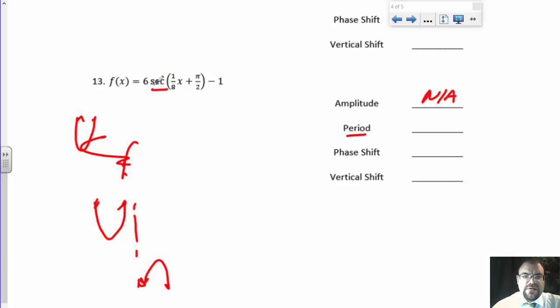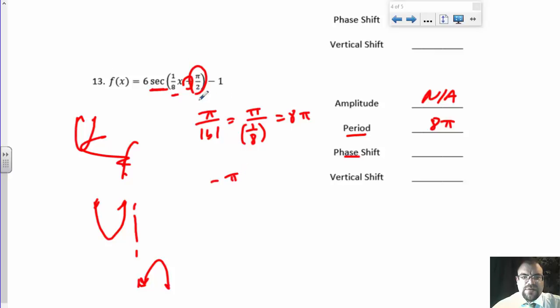The period for a secant graph is pi over the absolute value of b. And this is pi over this value right here, which is 1 over 8. So when I divide this, this is going to give me 8 pi, and that's the period. Very straightforward. The phase shift is going to be, because this is a plus sign, it's going to be basically c over b, but we're going to think of this as being a negative value. Okay, that's what happens when this is positive.